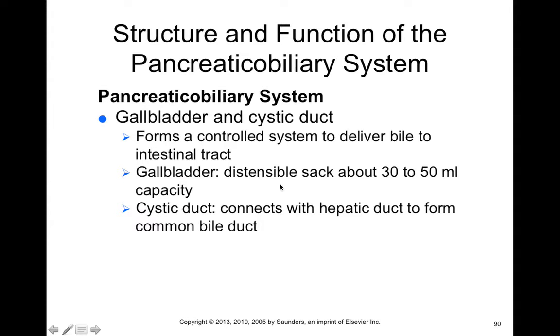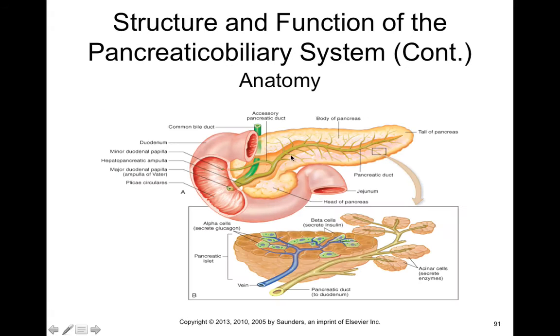Now, the gallbladder is a distensible sac, holds about 30 to 50 milliliters of bile, and the cystic duct is what connects it to the hepatic duct to form this common bile duct. So what this picture here shows is this pancreaticobiliary system.